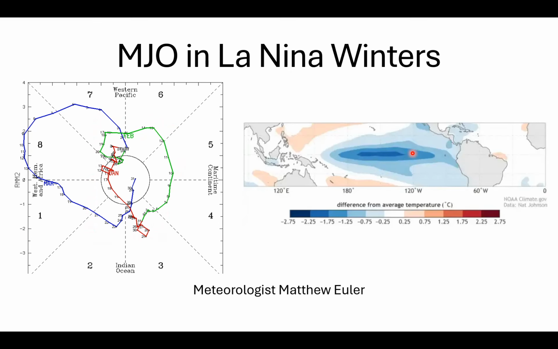Over here on the right, this is showing you La Nina type conditions. You see the bluer shading here. That blue shading indicates water temperatures running below normal across the equatorial central Pacific and eastern Pacific as well. So we are going to examine how the Madden-Julian oscillation, MJO, has behaved in previous La Nina winters.